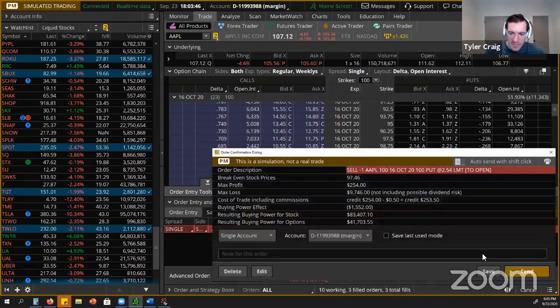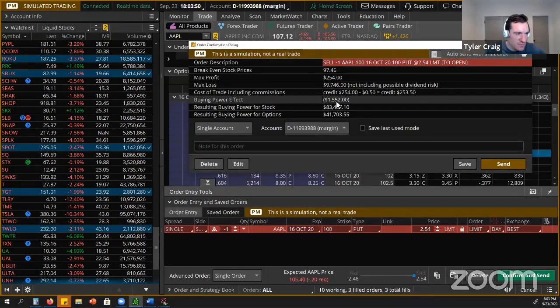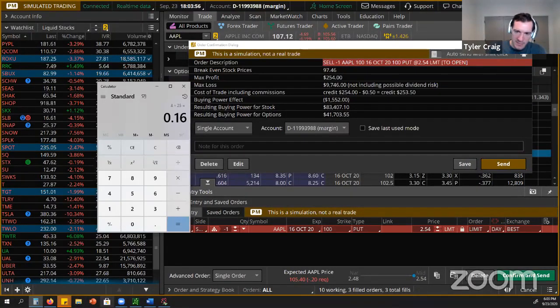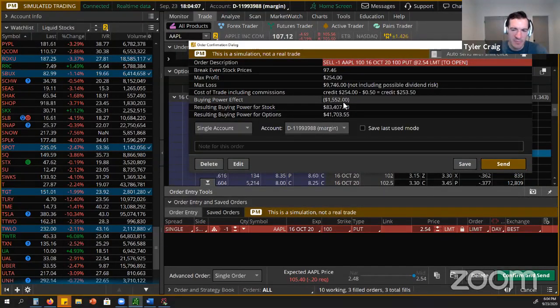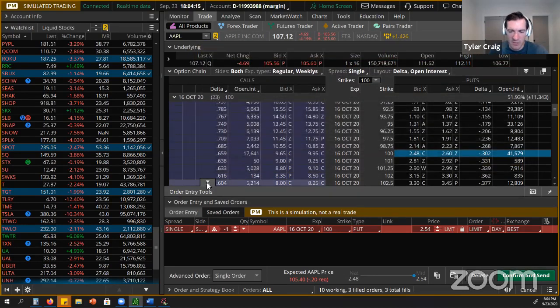And if I hit confirm and send, the margin requirement is 1552. So let's see. If I make 254 bucks on 1552, that's about a 16% return on the initial margin. Or this is the collateral you have to put up to do it. Now, if you end up buying the stock, you got to have the 10,000 bucks to buy it at 100, right? But they don't make you put up the whole 10,000 bucks initially.